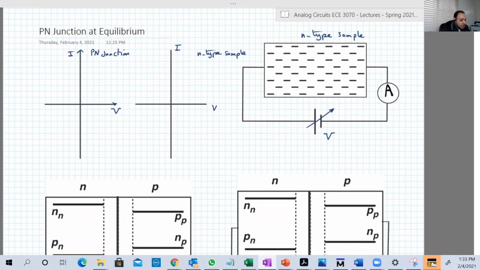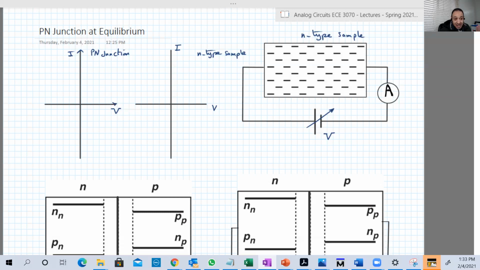In this part of the course, we're going to explore the properties of this PN junction so that we understand how the diode works. Then we use it in circuits. So we're still in physics right this moment. To understand how a PN junction works, let's make a simple experiment.